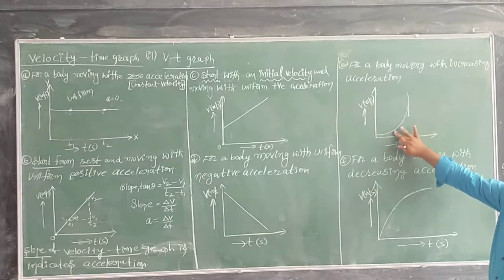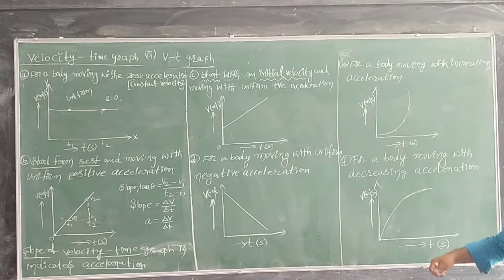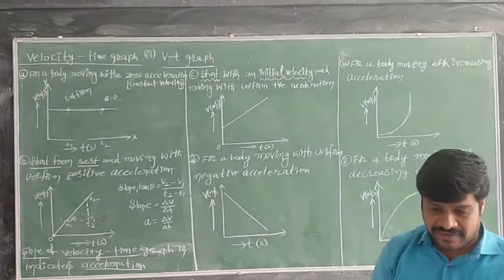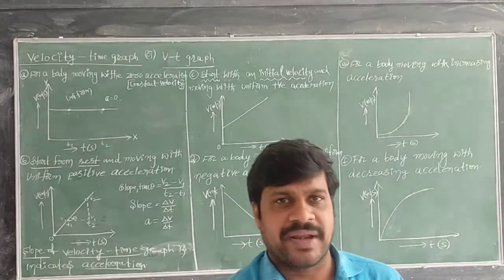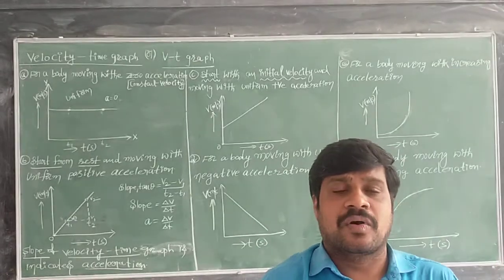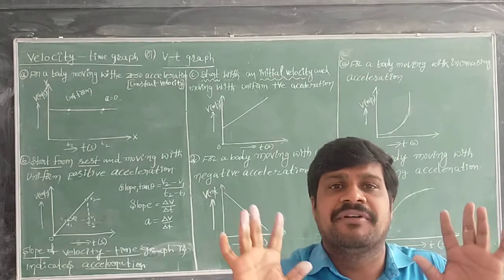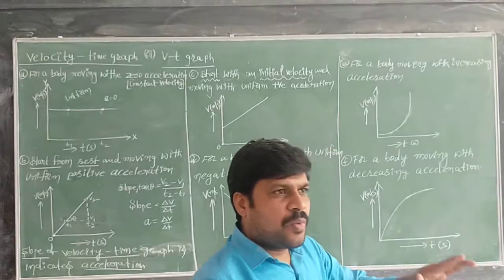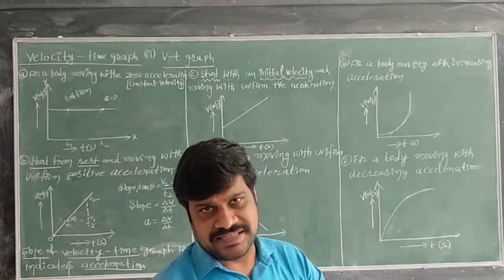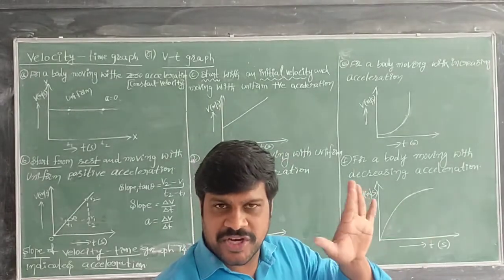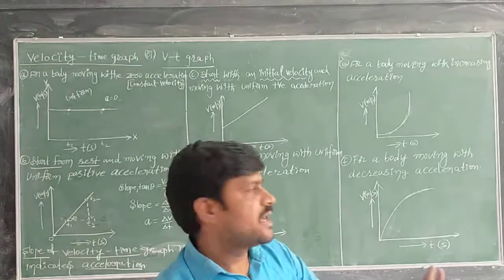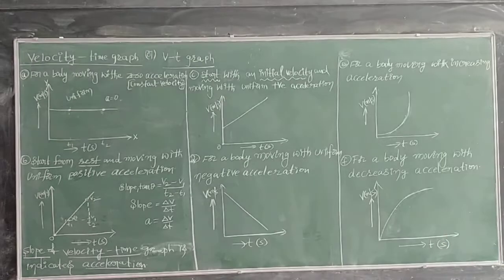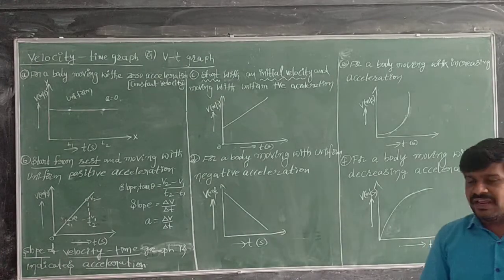They may ask one question like this: draw the velocity time graph for a vehicle on applying the brakes. On applying the brakes, what happens? The velocity decreases. The change in velocity keeps on decreasing, which means the acceleration is decreasing. Now, these graphs are very important.